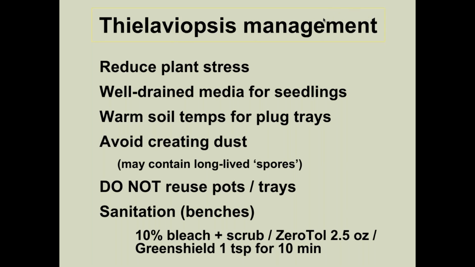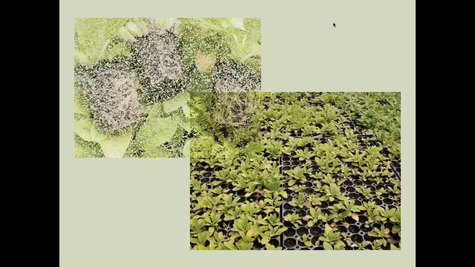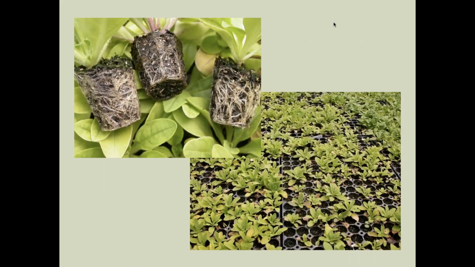It is almost impossible to wash this out of those pots and trays, and it's just advisable not to reuse them. Sanitation: 10% bleach and scrub, or you can use Zero-Tol or Green Shield and disinfect those benches for about 10 minutes. And again, here's those crops. Plugs, the one on the right and the one on the left are healthy, but the one in the middle is infected with Thielaviopsis root rot.